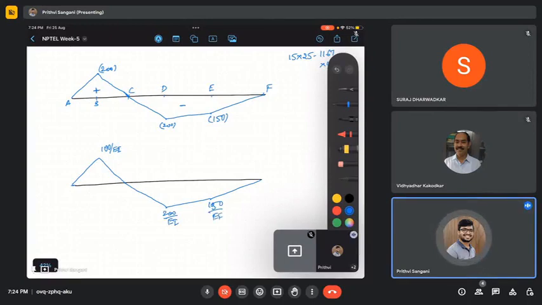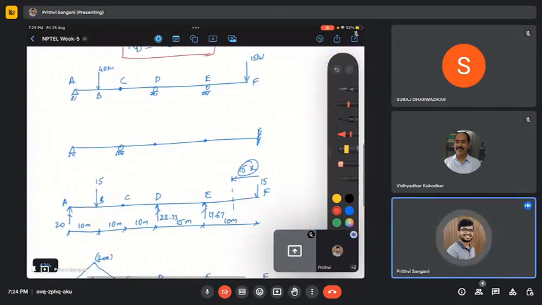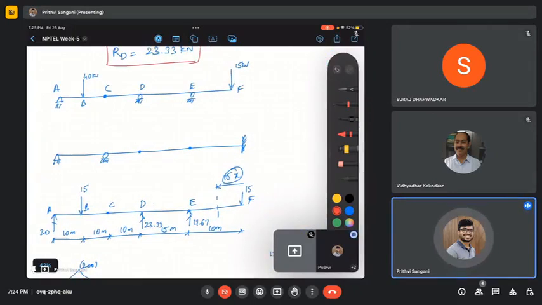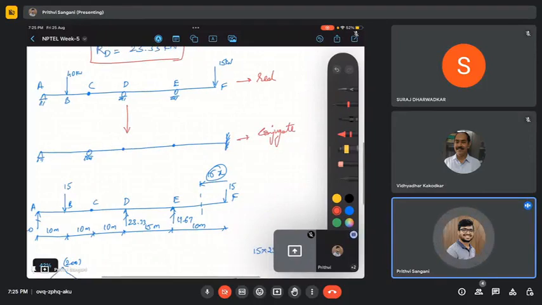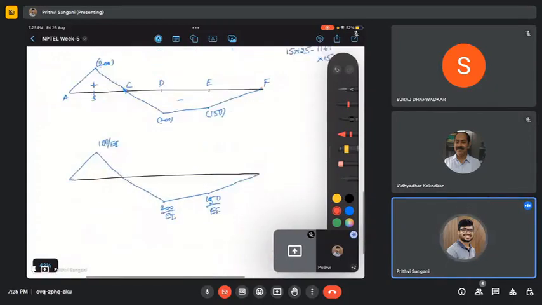And let us write down the supports also. In the real beam, the pin support will be the pin support, I mean the hinge support will be the hinge support, and the internal hinge will be a continuous support for the conjugate beam. This is the real beam, this is the conjugate beam. The continuous support will be an internal hinge in the conjugate beam, and the free end will be a fixed end in the conjugate beam. So let us do the same thing.